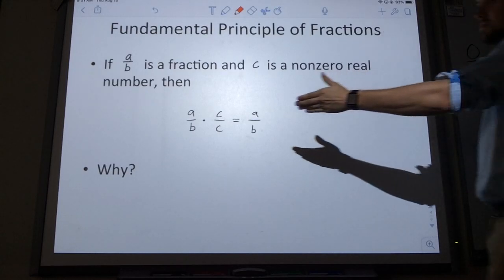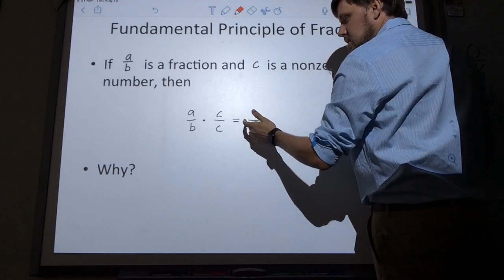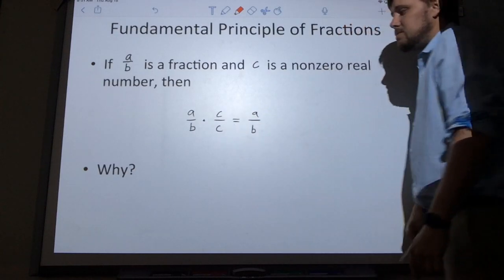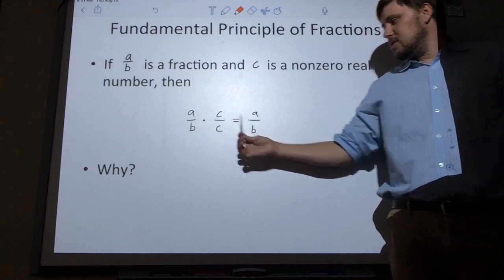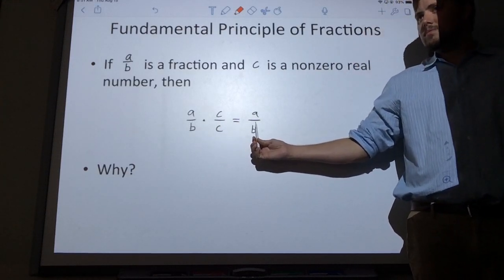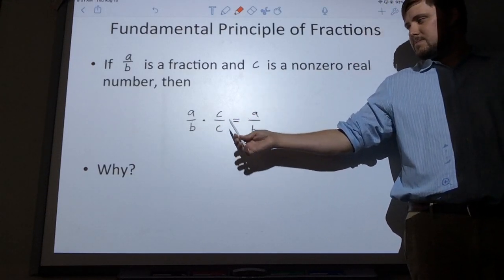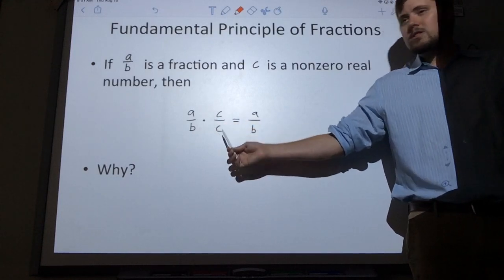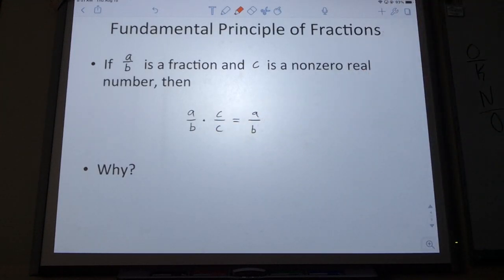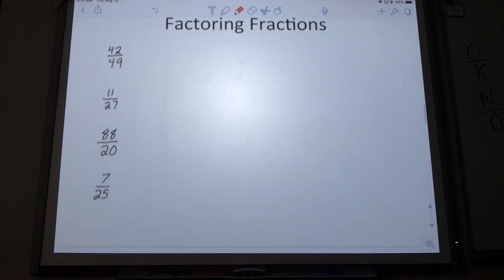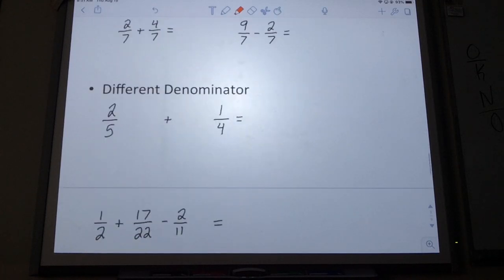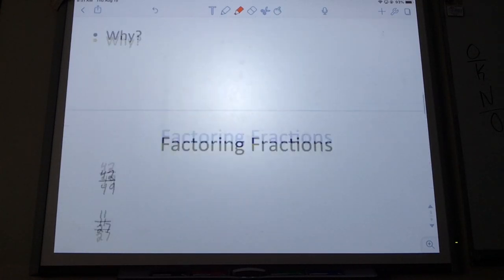So that is the why, though, that we talked about a little bit. If this was 0, then the whole thing would be 0. But if it's anything other than 0, like if C was a 3, why would this end up being the same thing over here? Because it would divide out into 1. Good, because anything over itself is 1. Okay, so we use that when we multiply, and when we add and subtract fractions. So first let's factor fractions, we'll multiply fractions, and then adding is when we use it the most.